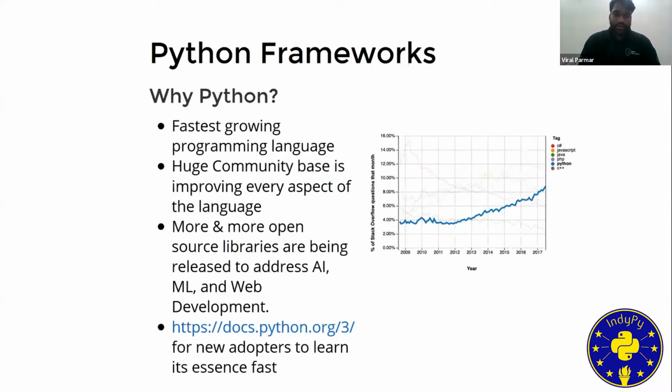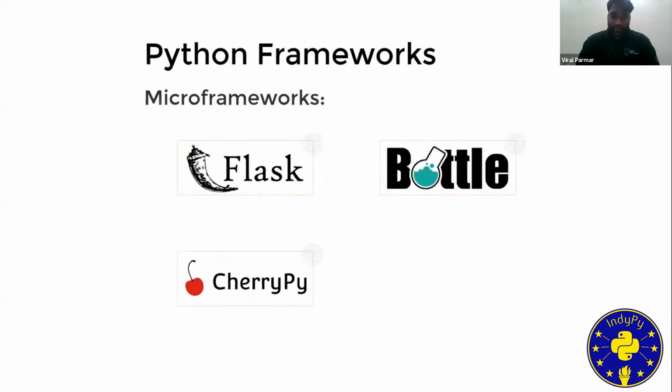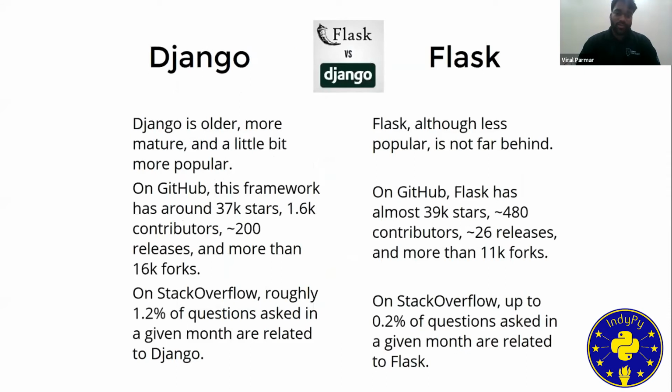And other than that, there are lots of early adopters and new adopters who want to know more. You can go to the Python website, docs.python.org. There are lots of full stack frameworks: Django, Pyramid, TurboGears, and WebPy. Also, there are lots of micro frameworks: Bottle, Flask, Pyramid, and CherryPy. So these are the famous frameworks people use, and why they use them and what they are working on. So let's take Flask versus Django.